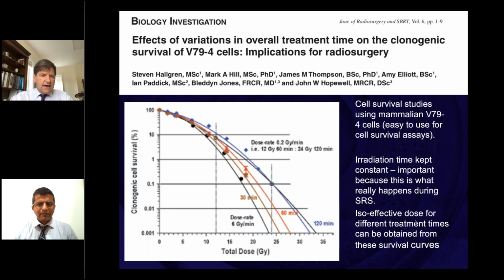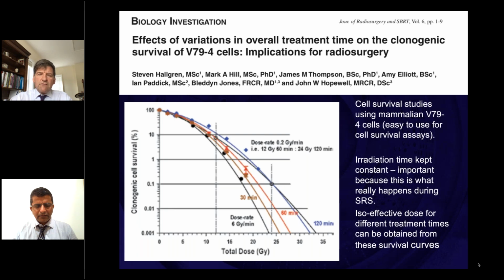Now, if we look here at, let's say, a clonogenic cell survival of 0.1%, you can see that on the black line, where there's a higher dose rate, 6 gray a minute, you need about 18 gray to get a 0.1% cell survival. But the blue curve on the right is just 0.2 gray a minute, and there you need somewhere around 24 gray for the same cell survival.